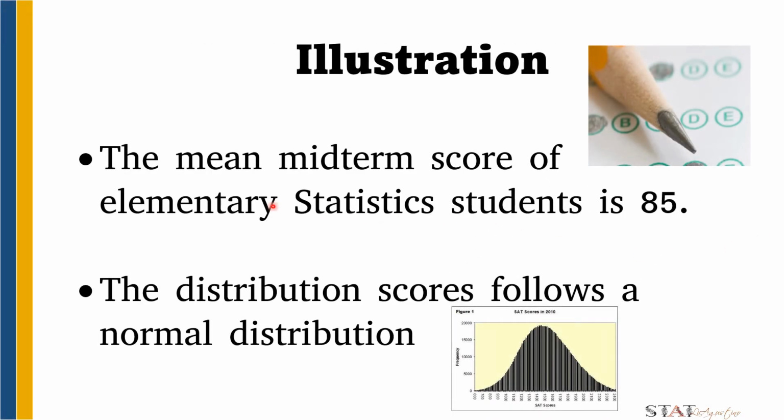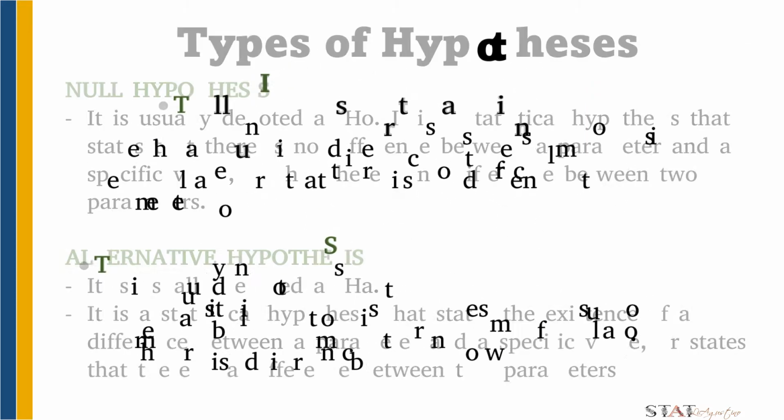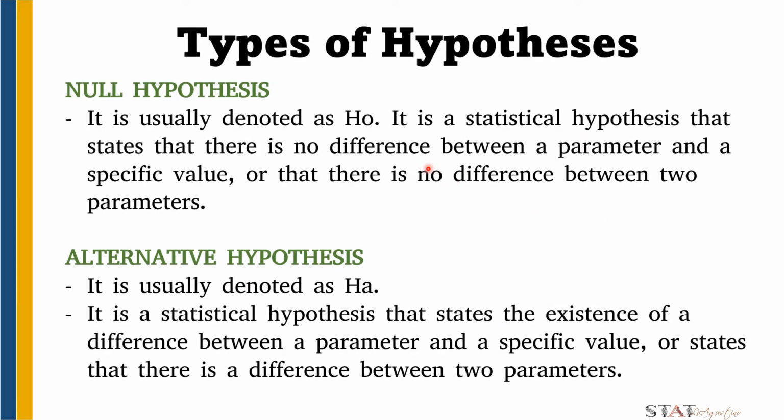So for example, the mean midterm score of elementary statistics students is 85, if you want to test the mean, or the distribution of scores follows a normal distribution. And there are two types of hypotheses.